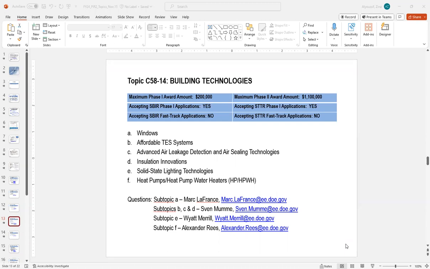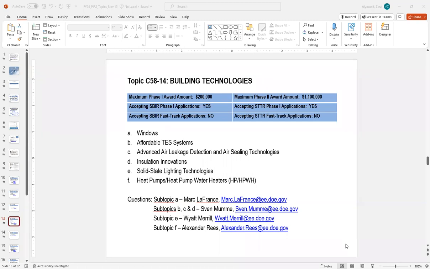For affordable TES systems, some examples of innovations could be space conditioning solutions for combined heating and cooling, easy to install insulation solutions for enhanced thermal comfort, energy efficiency, and resilience, especially during peak temperatures, and easily replacing existing gas hot water heaters with new hot water solutions.